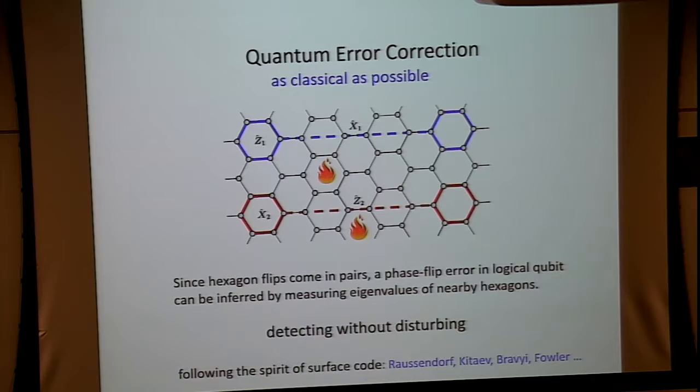So first, forget about these blue ones. Just look at the red ones. These are just logical qubits.